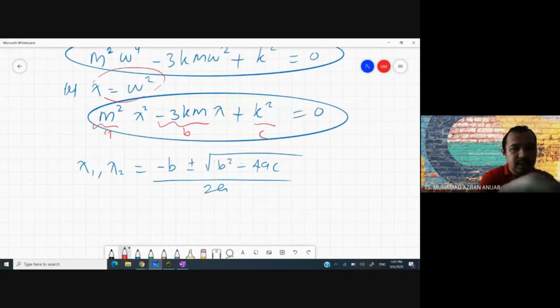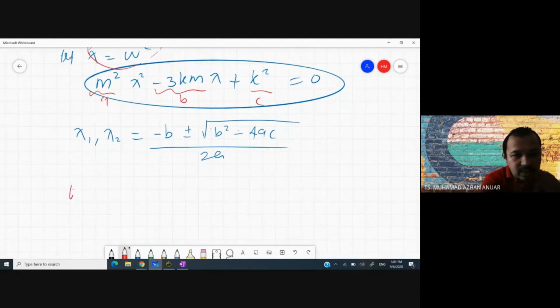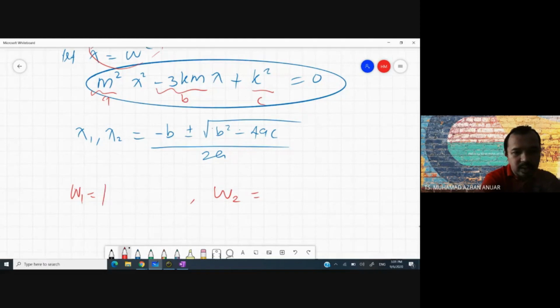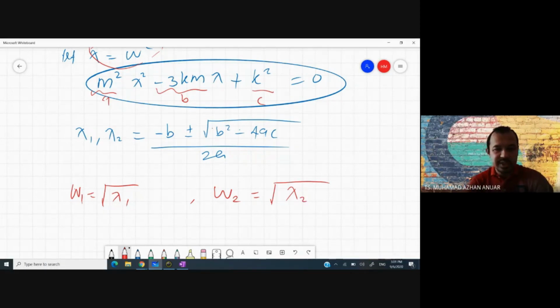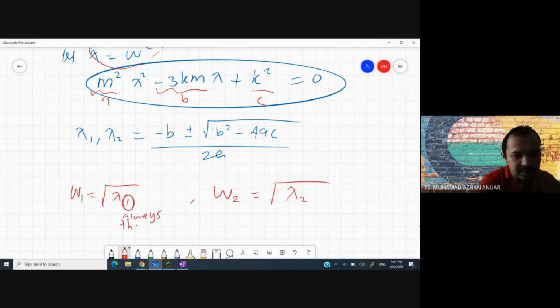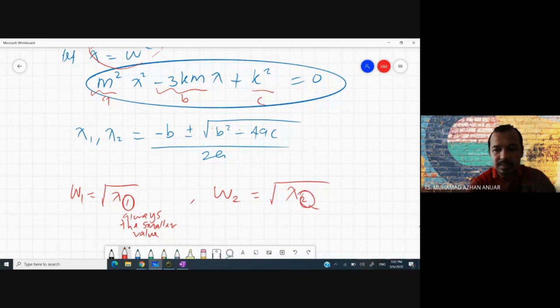In order for us to determine the natural frequency omega n, you should have omega 1 and omega 2. What is omega 1? That is equal to the square root of lambda 1. And what is omega 2? Square root of lambda 2. Be careful when you write this expression. Lambda 1 is always the smaller value. Lambda 2 is basically the bigger value.